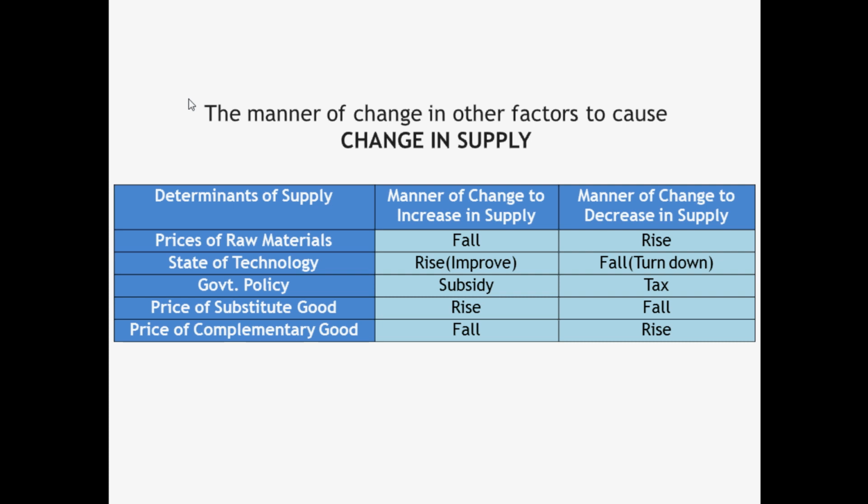to the left. In the same way, we can check the other factors like prices of raw materials, government policy, prices of substitute goods, prices of complementary goods, etc., and examine how they cause increase in supply and how they are responsible for the decrease in supply.